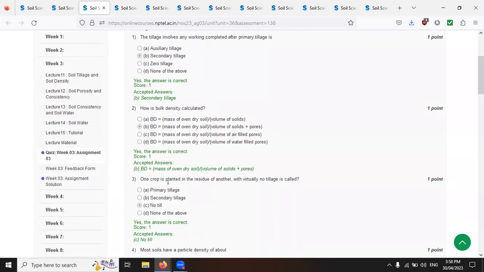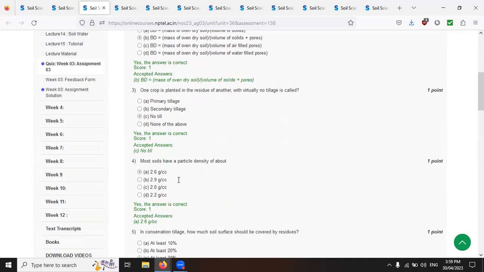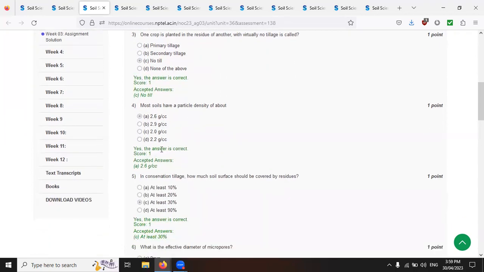One crop is planted in the residue of another, which virtually no tillage is apparent. So what would that be called? Primary tillage, secondary tillage, no-till, or none of the above? It's no-till. Most soils have a particle density of about 2.6 grams per cubic centimetre, or is it 2.9 grams, 2 grams, or 2.2? The answer is 2.6 grams per cubic centimetre.